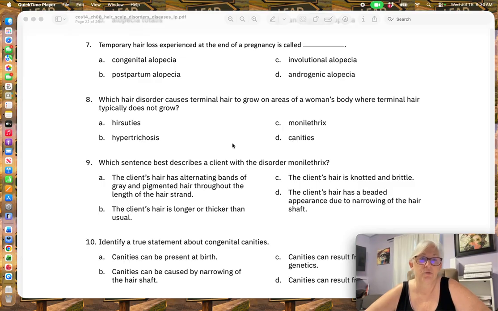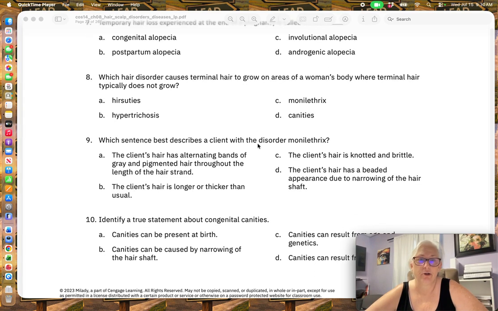So we've got hirsutis, hypertrichosis, monolithics, or conides. I believe it's hirsutis is when women grow beard hair and facial hair where they're not supposed to typically grow hair. So number 8 is A, hirsutis. Okay, so that's when a woman grows beards and stuff. They're not typically supposed to do that. So you have hirsutis if that's your issue.